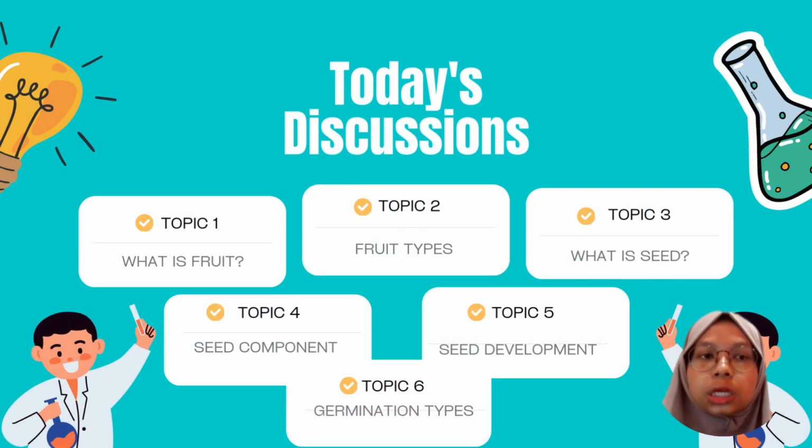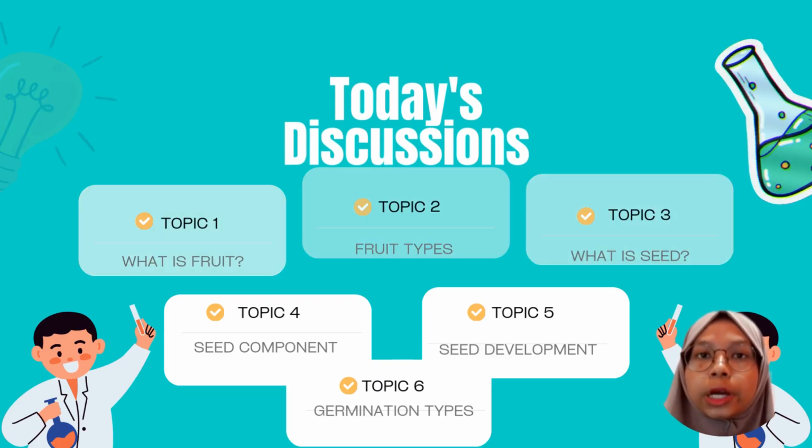Today's discussion. In my presentation, I will cover several key points which include: first, what is fruit; second, types of fruit; third, what is seed; fourth, components of seed; fifth, stages of seed development; and lastly, types of germination. By the end of this presentation, I hope everyone will clearly understand how fruit and seed are formed and how this process helps plants grow and reproduce.